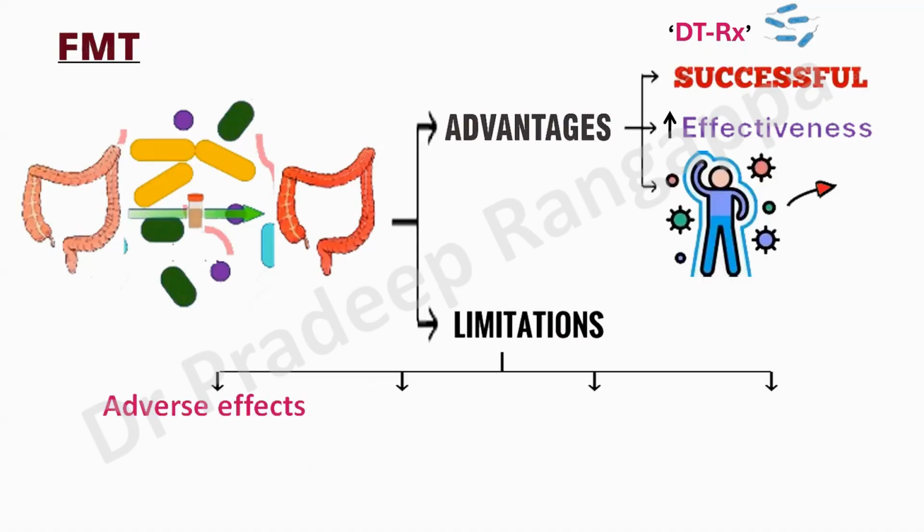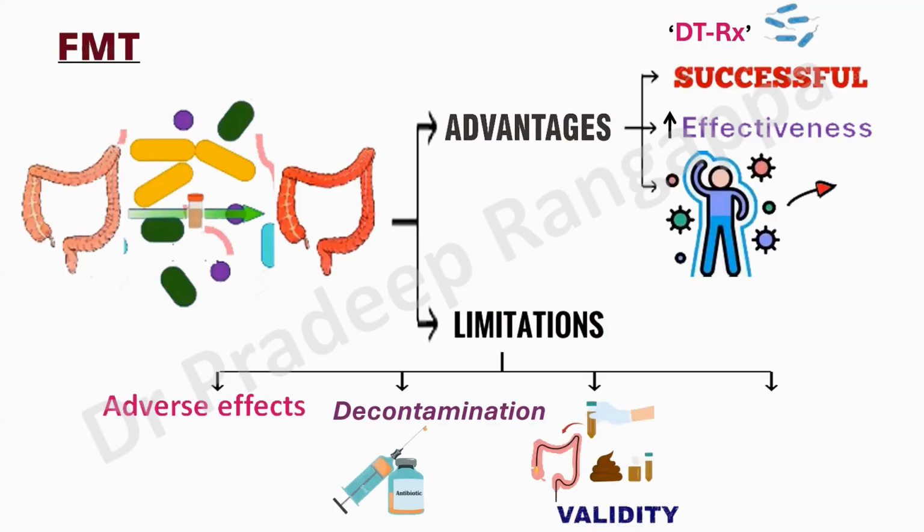Limitations is there can be adverse effects, because if the donor feces has some infection or bacteria, that can affect the recipient, and decontamination of antibiotics. We do not know how sterile the donor feces are, whether they are healthy enough and have all the normal commensals, which is something not tested or validated. And there are no large randomized control trials to say that FMT, fecal microbiota transplantation, is hugely successful. So these are some of the limitations of fecal microbiota transplant. We need more randomized control trials to determine its effectiveness.